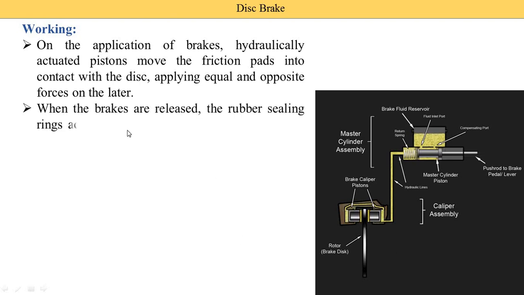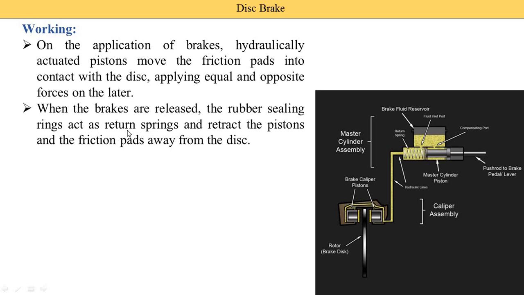When the brakes are released, the rubber sealing rings act as return springs and retract the piston and friction pads away from the disc. Means when we release the brake, this spring expands, and when the spring expands, this piston starts to move back and oil again comes into the master cylinder assembly. So this is the working of the disc brake.